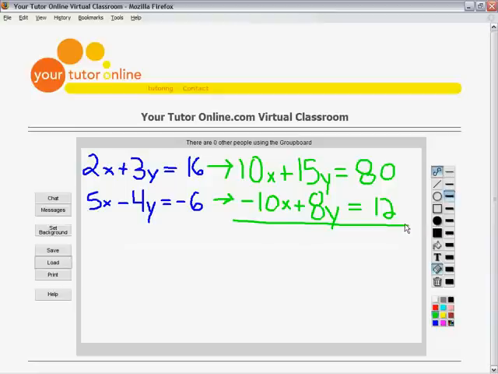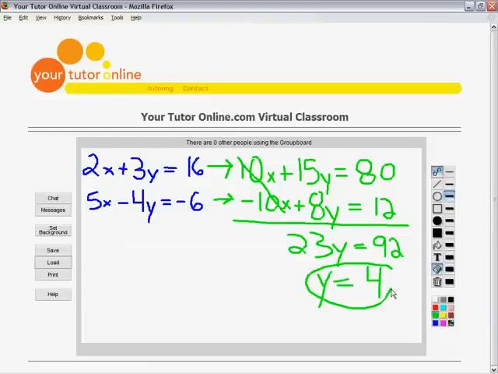We'll add both of these together. The 10's cancel out. Positive 10 minus 10 is 0. 15 plus 8 is 23y. 80 plus 12 is 92. We'll divide both sides by 23 to get the y all by itself, and y is equal to 4.